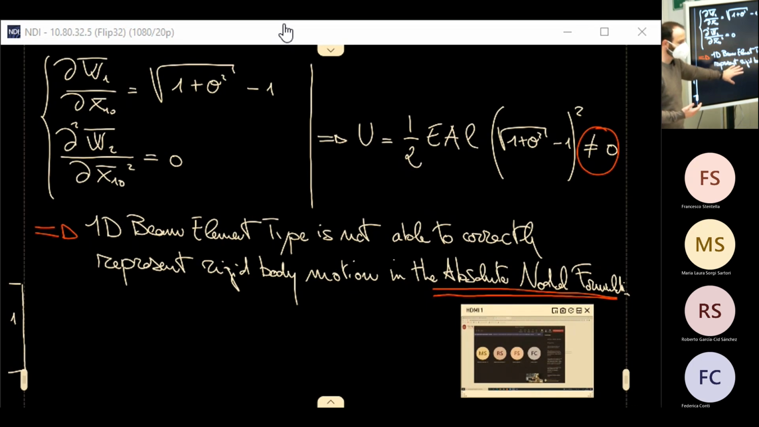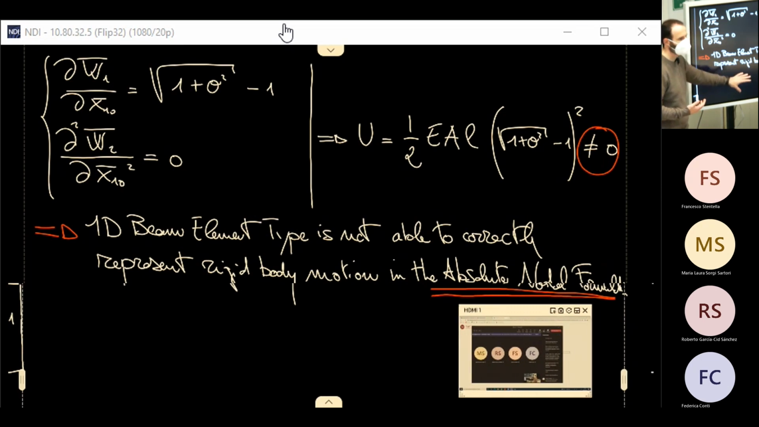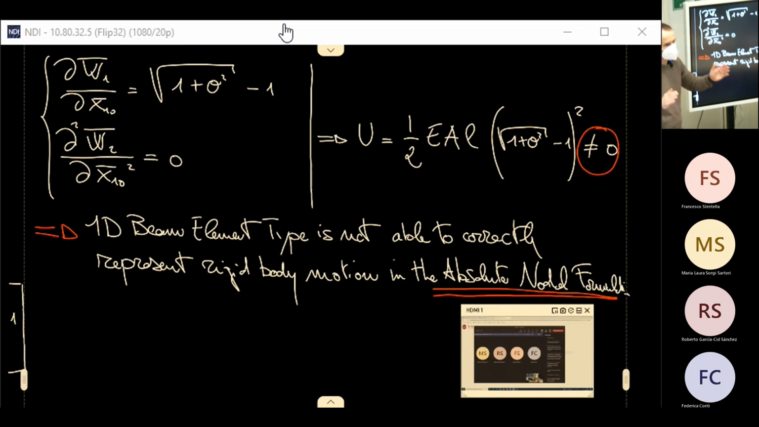So in order to make them usable, there are other approaches in which they work, at the cost of certain assumptions that we see now. So we build another frame, that's the meaning of formulation, another frame within which we are using the same element type, and within this new frame, they will work. Let's see.